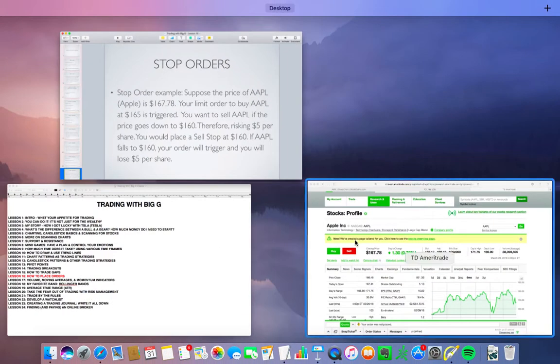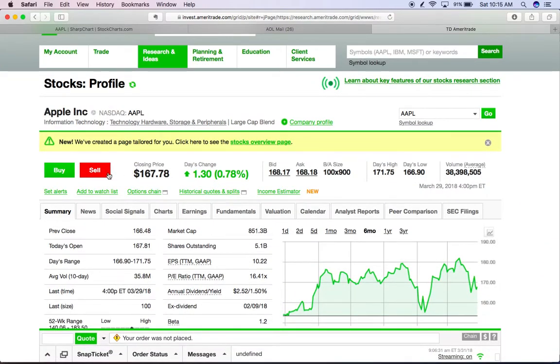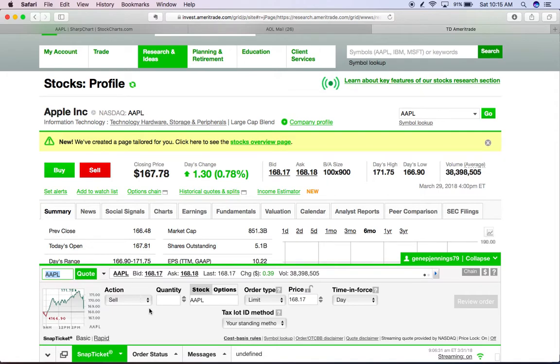Okay, so let's go back to the order ticket. Let's assume that you have purchased Apple, and to set your stop order, you would hit sell. Of course it pops up, and let's say you just bought 1 share. Then under order type you're going to hit stop market or stop limit. We'll talk about the difference in these two in just a second, but if you do stop market, you would type the activation price, and in this case we said it would be 160.